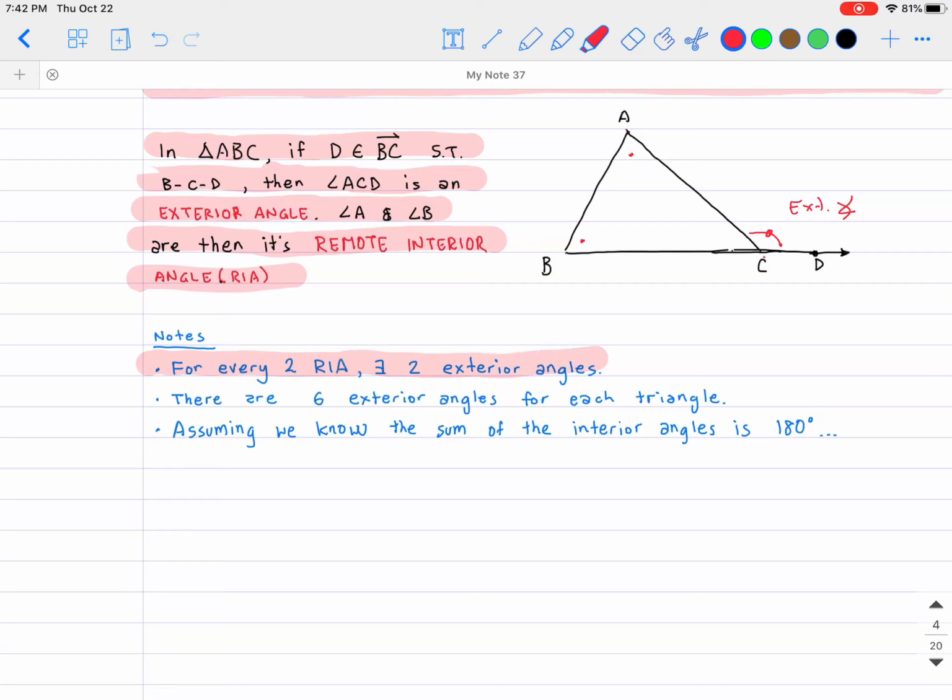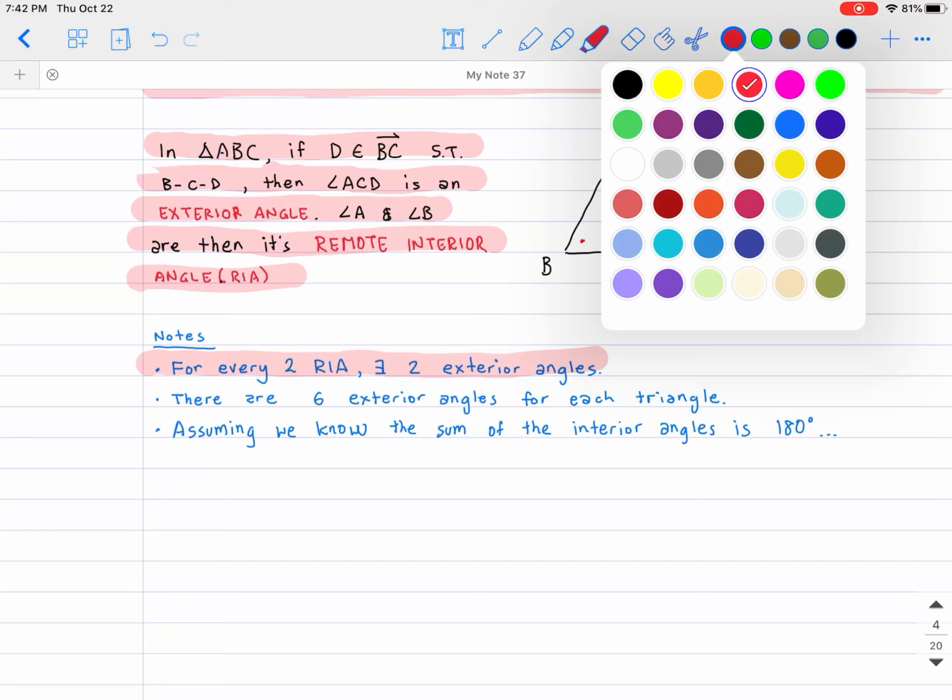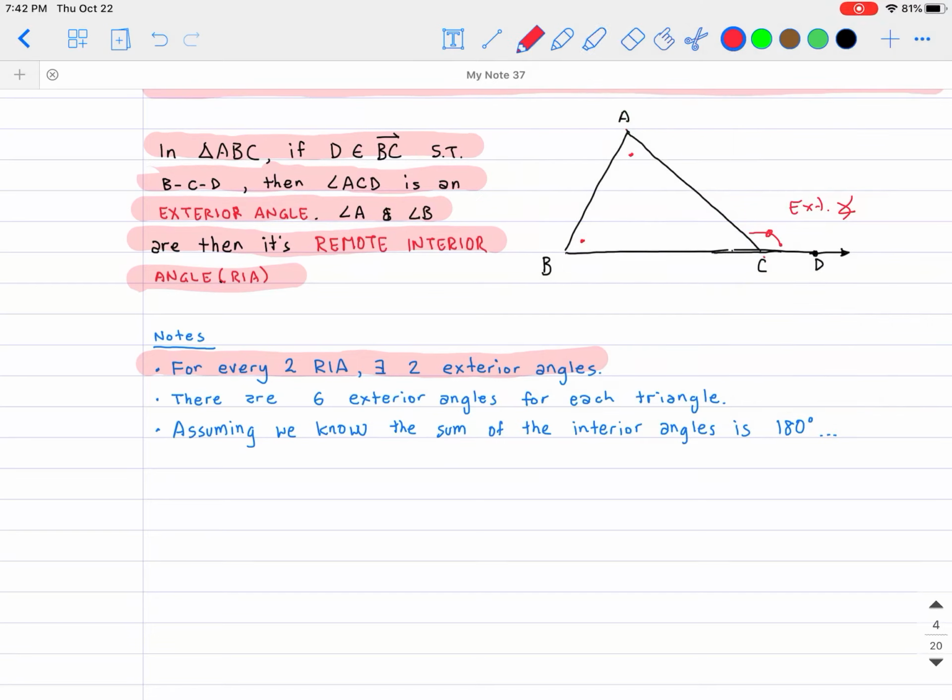Now, here are some important notes about these two things. The first one is that for every two remote interior angles, there exist two exterior angles. Meaning that if I pick any two interior angles inside the triangle, there's going to be an exterior angle somewhere out there for them. You might be wondering, where's that second one coming from? Well, let me draw the picture for you.